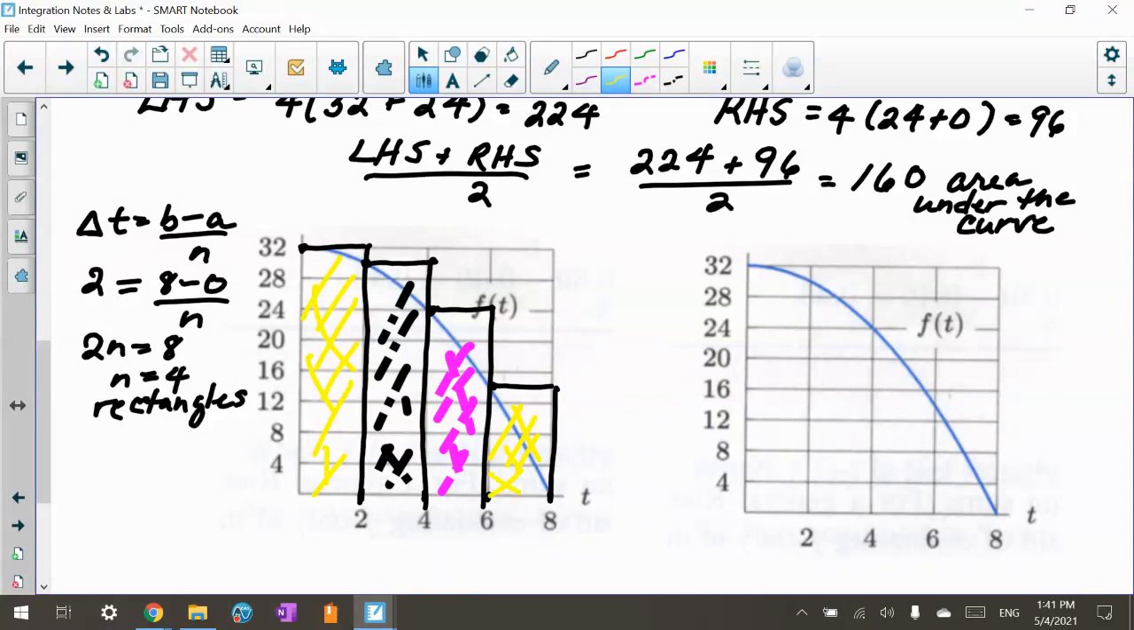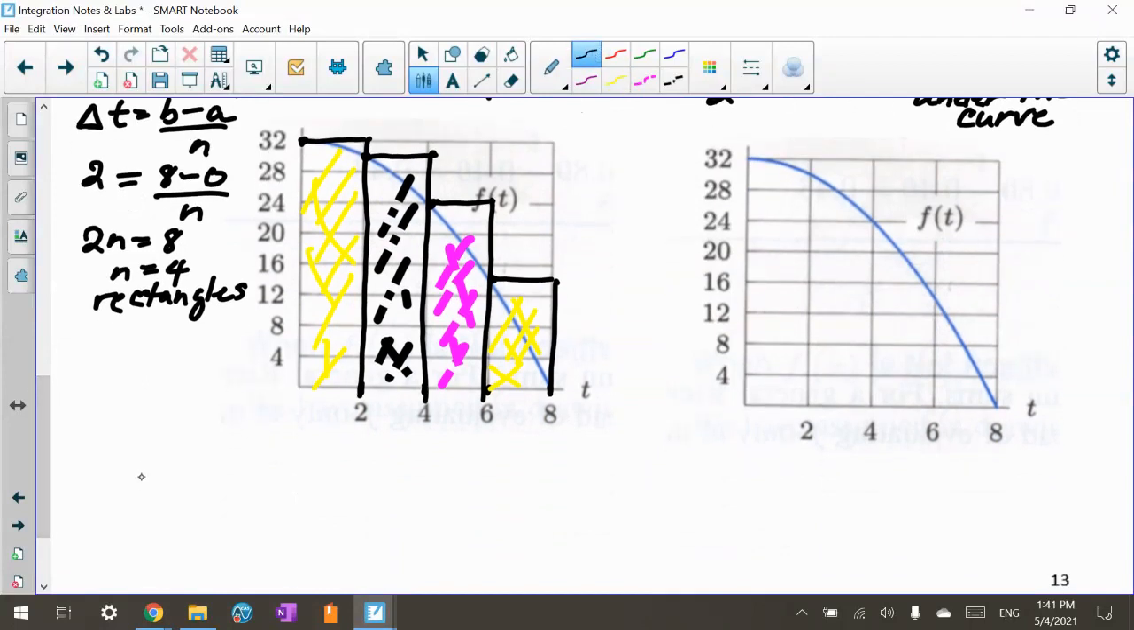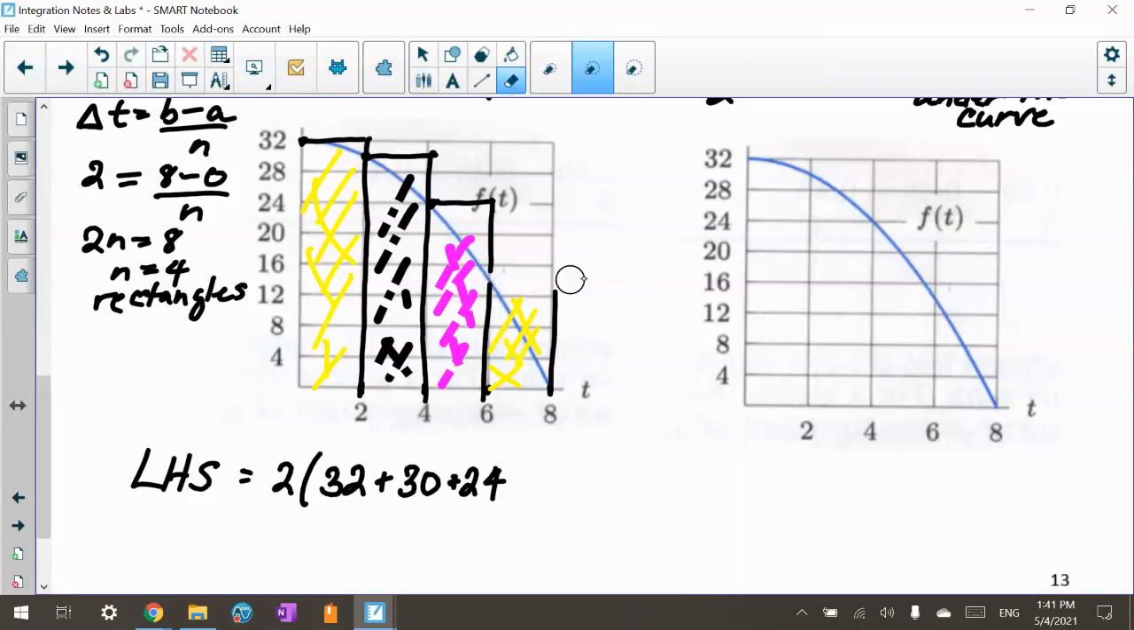Okay, so let's look at this one. If I do the left-hand sum, what is the width of the rectangles now? They're all 2, right? So instead of doing each rectangle separately, I can say, I know they're all 2 wide. The height of this first one is 32. The height of the second one is about 30. The height of the third one is 24. The height of the fourth one looks about, well, I kind of went above. So let's erase this because I went a little crazy here. I'm going to say it's about right here, plus 12, okay? So it's a little off, but just so you know.